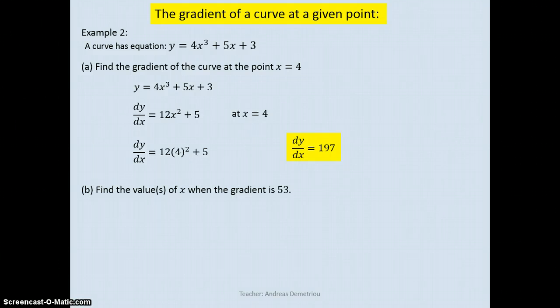Another point is to find the values of x when the gradient is equal to 53. So dy dx, which is 12x squared plus 5, is equal to 53, and we solve for x. And because the equation is quadratic, we are expecting to have two solutions. x squared is equal to 4 means that x is plus or minus the square root of 4, so we get two solutions, x equal to 2 and x equal to minus 2.